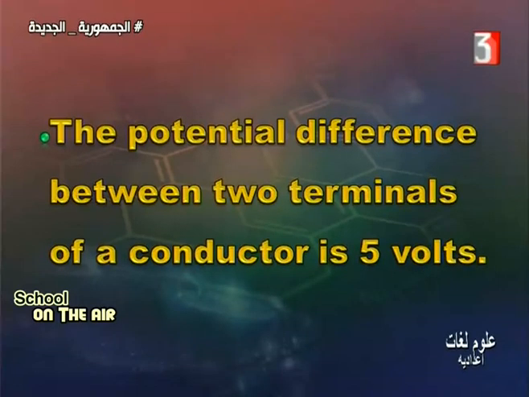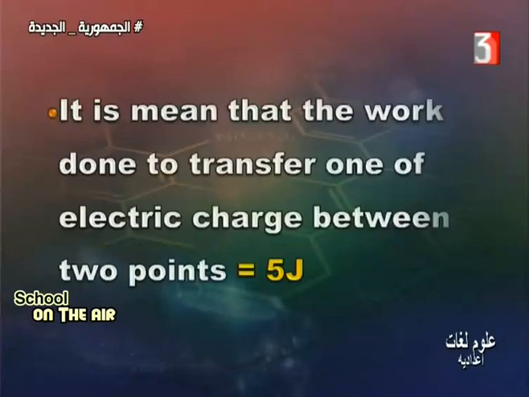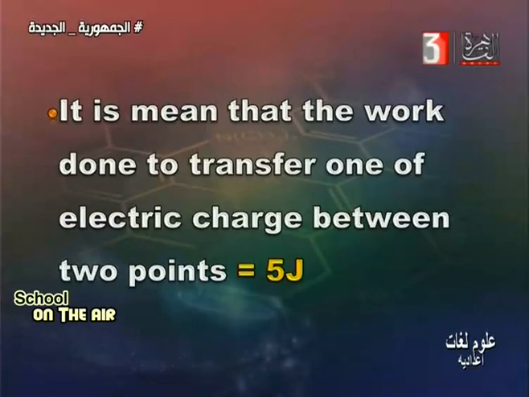The potential difference between two terminals of a conductor is 5 volt means the work done to transfer one coulomb of electric charge between two points equals 5 joule. Again, 5 joule as W over 1 coulomb as electric charge, 5 over 1 equals the potential difference, 5 volt.